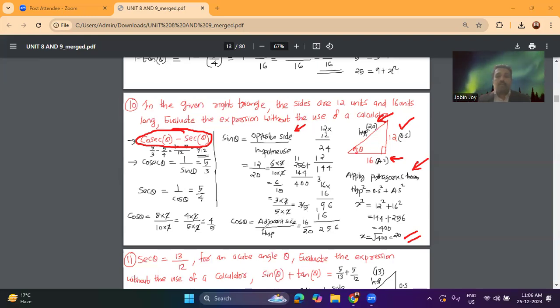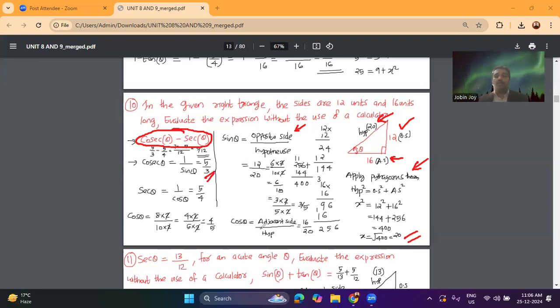Then next is cosec theta. Now you have sine theta, right? You have to calculate cosec theta. We know that the reciprocal of sine theta will give you cosec theta. So sine theta is equal to 3 by 5. Then cosec theta will be the reciprocal. That means 5 by 3.